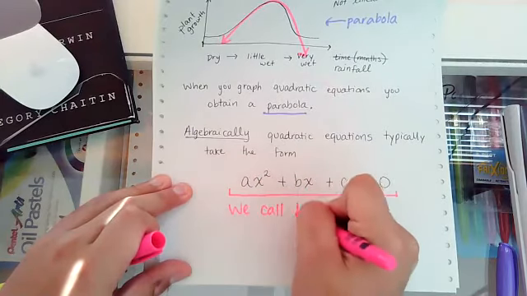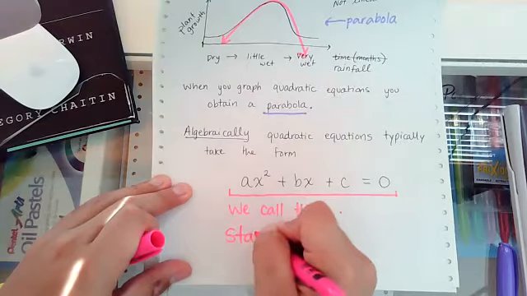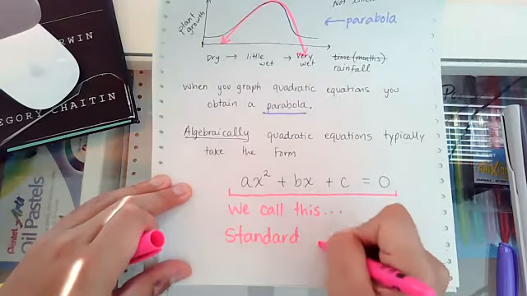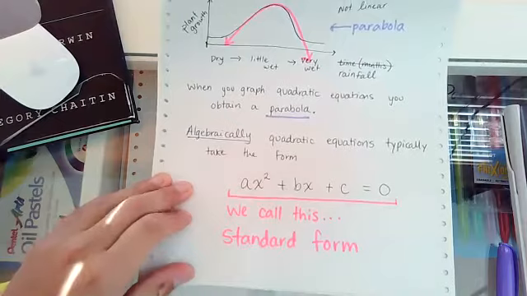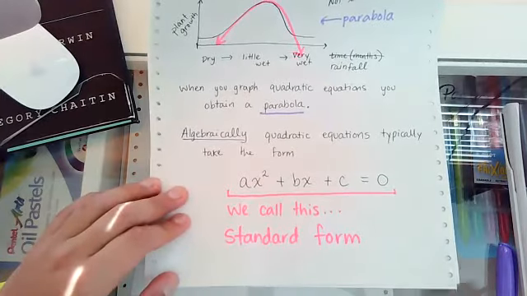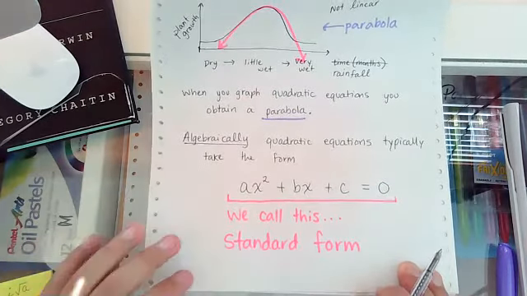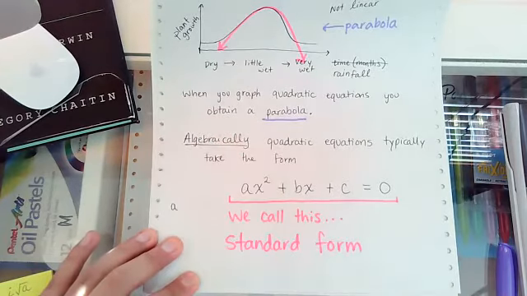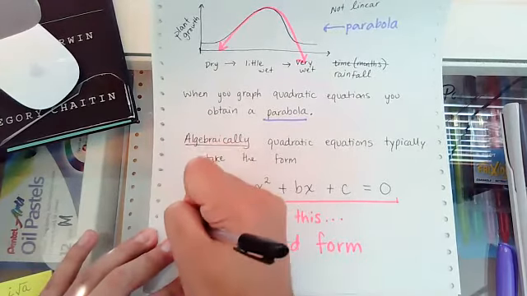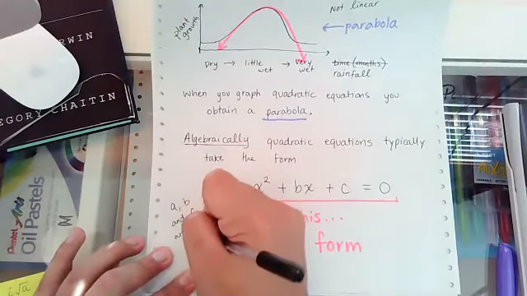We call this standard form. Standard form of the quadratic equation. Okay, and here A, B, and C are real numbers.